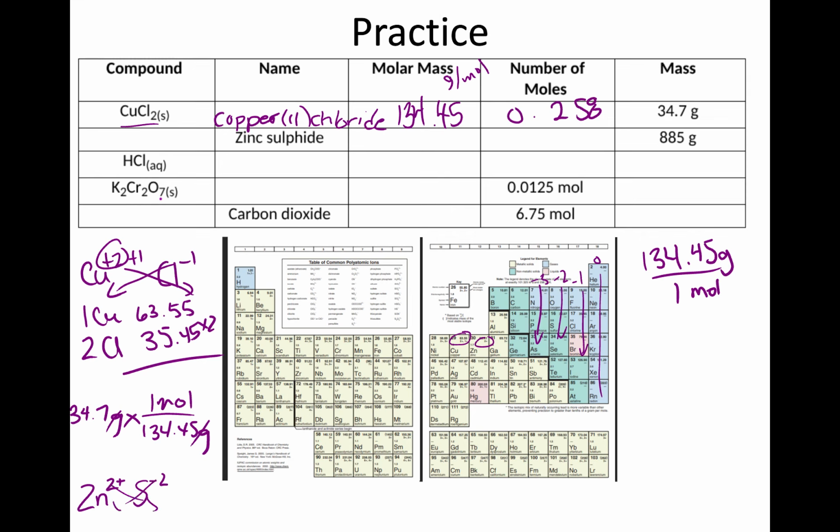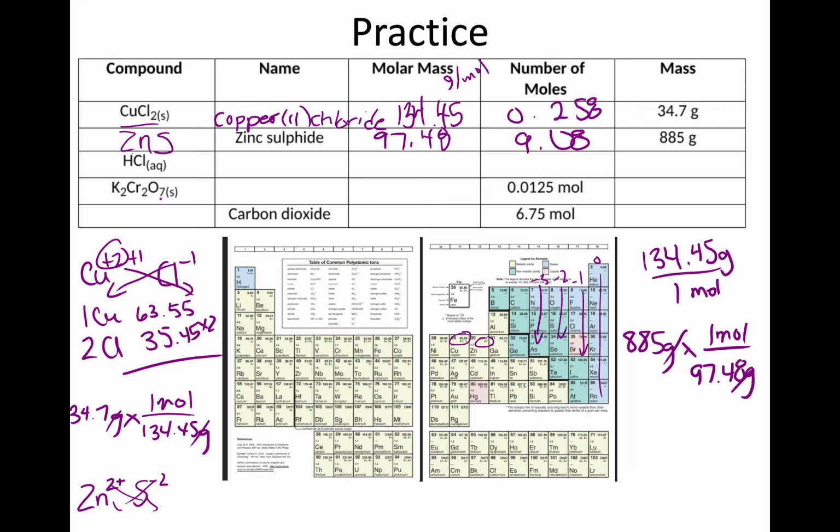Now, if you swap and drop and then reduce, you only need one of each to make a neutral compound. So when it comes to the molar mass, you want to add 1 zinc with 1 sulfur, and doing that, you would get 97.48. And then same setup. If you started with 885 grams and you multiplied it by your molar mass, but you'd have to flip your ratio. So 1 mole is 97.48 grams. You can multiply these two together to get your moles, and that's going to be 9.08. And I just kept 3 sig digs once again.